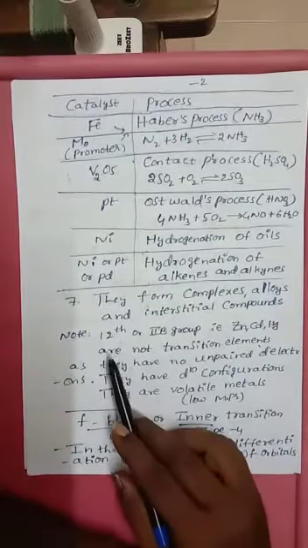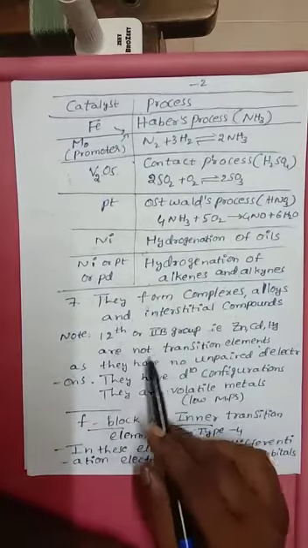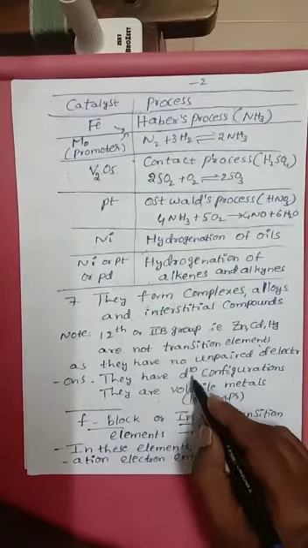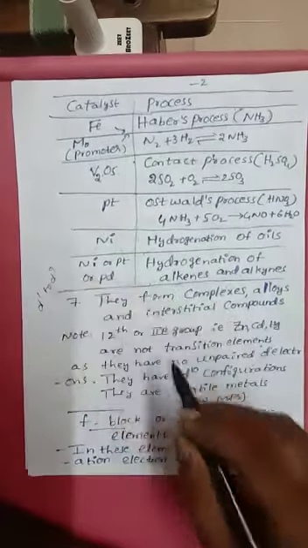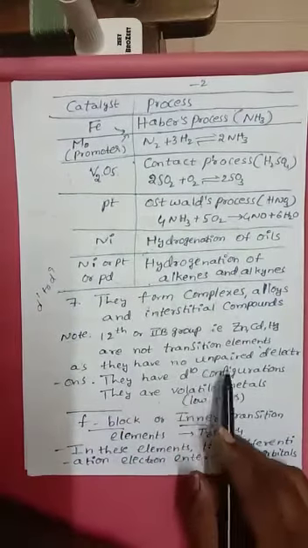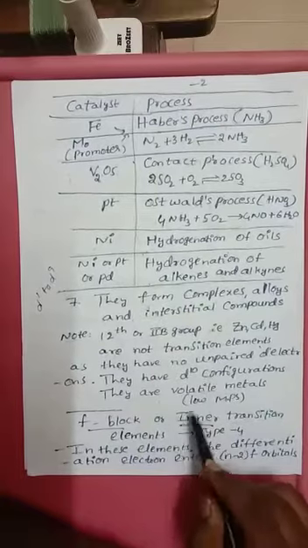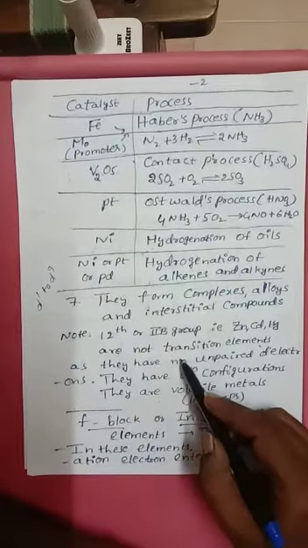Okay, 12th group. In the d block, the 12th group is not considered as transition elements. Reason: they have d10 configuration. Transition elements should have the configuration from d1 to d9 only. But zinc, cadmium, mercury have d10 configuration. They are volatile metals. They do not exhibit the characteristic properties of transition elements that we have discussed up to now. Okay, so in the d block, groups 3 to 11 are transition elements, but the 12th group is not.